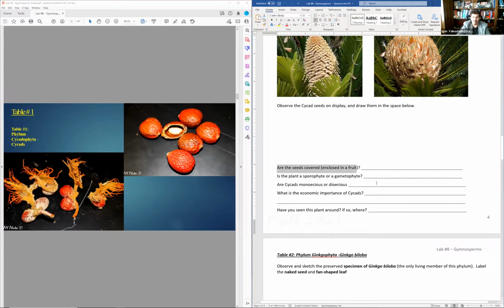Is the plant a sporophyte or gametophyte? Well, in this particular case, that's the sporophyte, because out of the seed will grow the plant. Well, seed is diploid. The sporophyte will be producing, because the gametophytes are drastically reduced and they will be inside of the sporophyte. Are cycads monoecious or dioecious? Well, we have a male and female, so they will be dioecious.